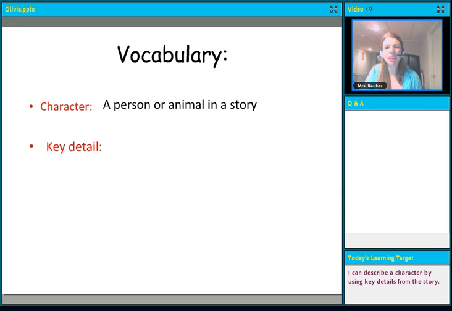What about a key detail? What's a key detail? We've talked about these a lot. Let's remind ourselves. What is a key detail? Jaden Holloway.